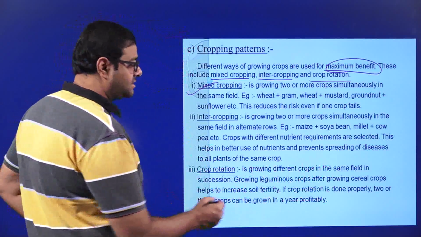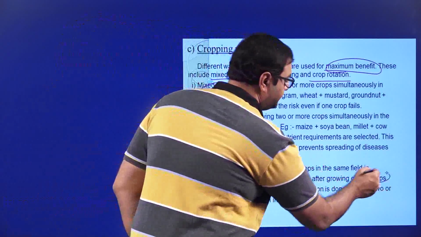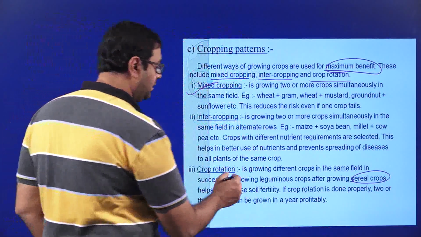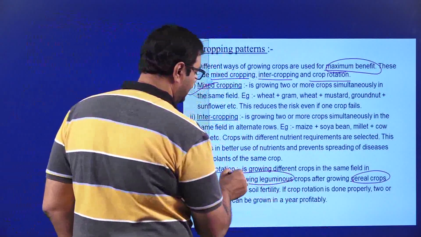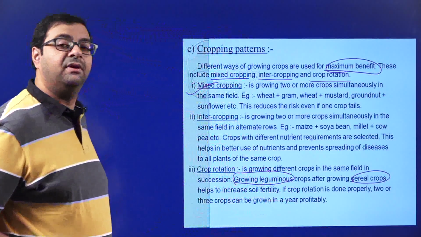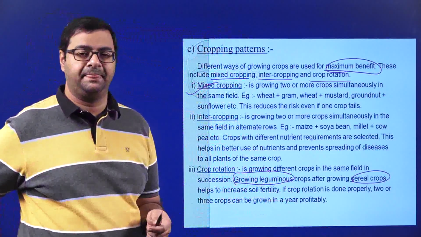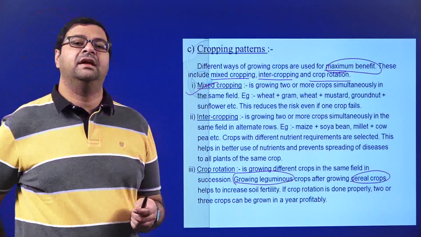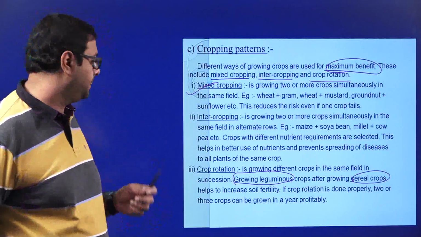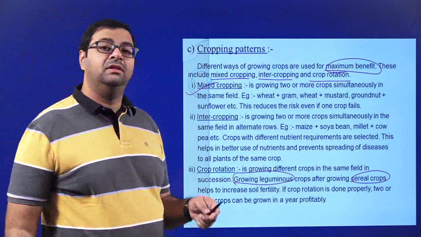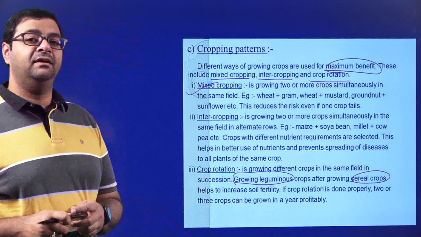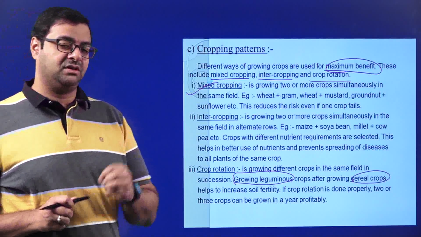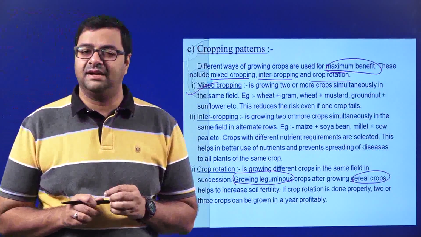So first, when we grow cereal crops, the nutrients will be used up. But after the cereal crops, if you grow leguminous plants like peas, okay, not groundnuts, peas, those are leguminous plants. Leguminous plants increase the soil fertility because they have root nodules which have a bacteria called rhizobium.